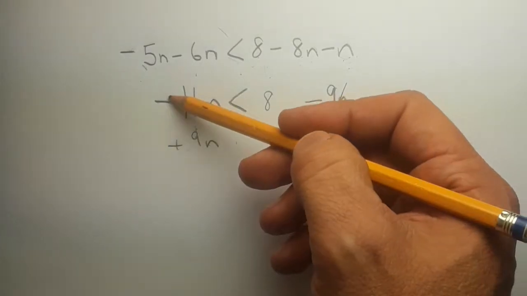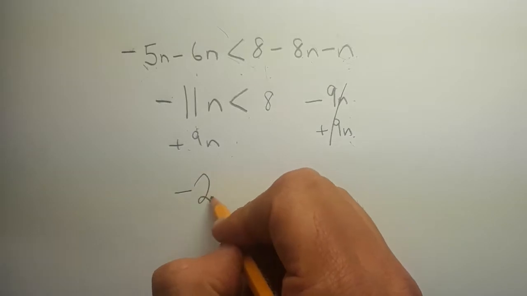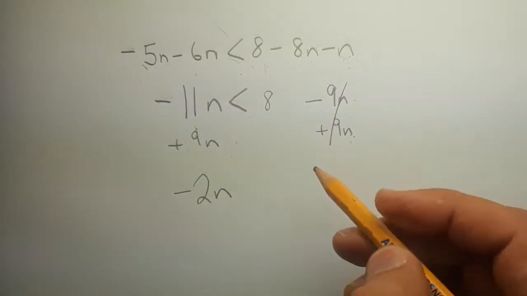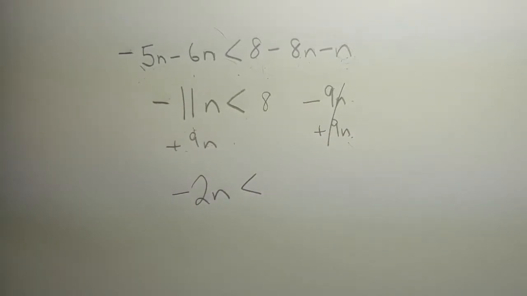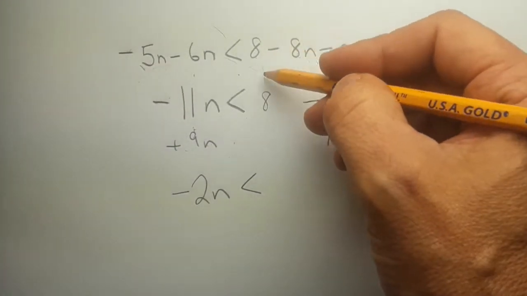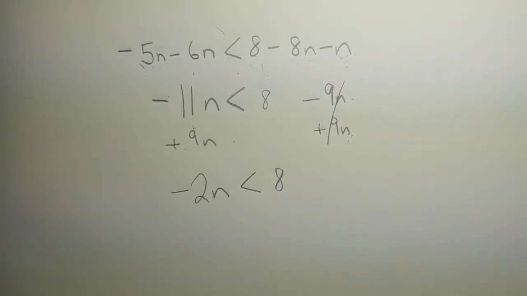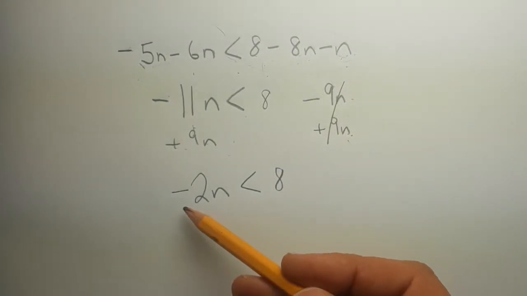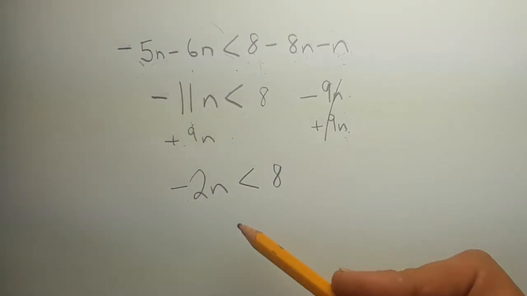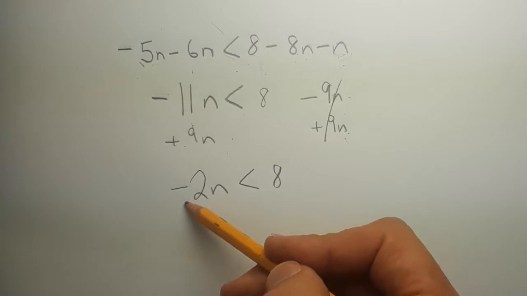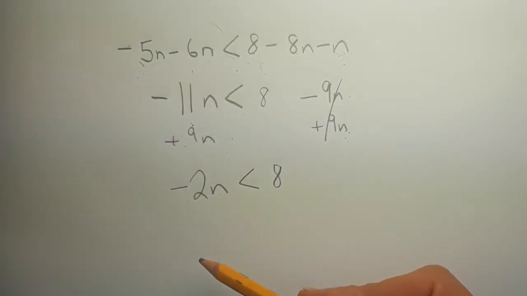So now I have negative 11n plus 9n, and I get a negative 2n. Now I'm going to, of course, bring down our inequality sign. That comes down regardless. And the 8 comes down because I'm not adding or subtracting anything to the 8. And this goes away, so now I'm left with negative 2n is less than 8. Now, what do we do here? We have negative 2 times n. We want to have this be, say, just n.